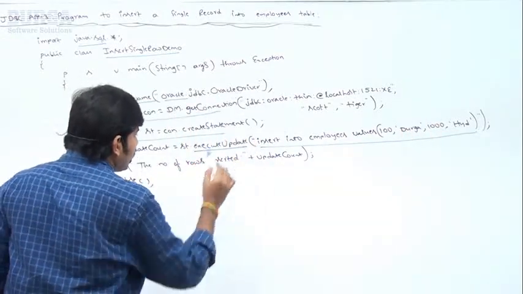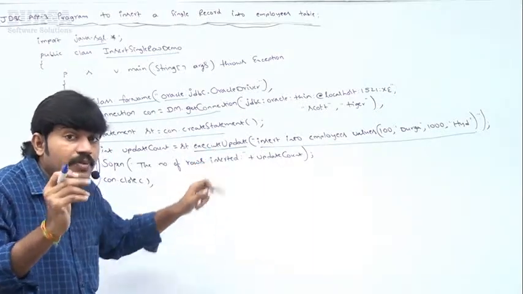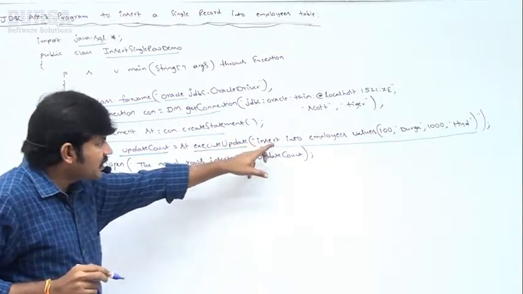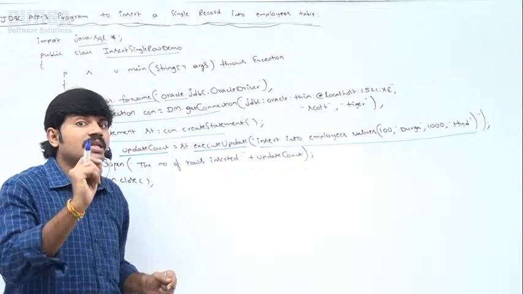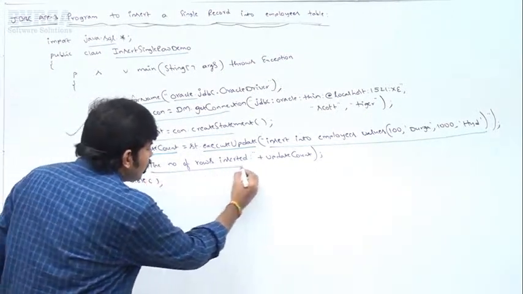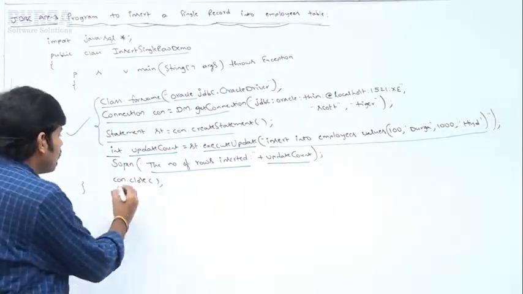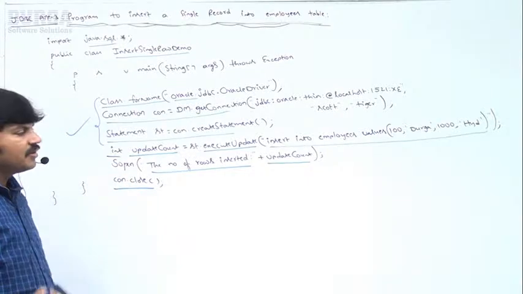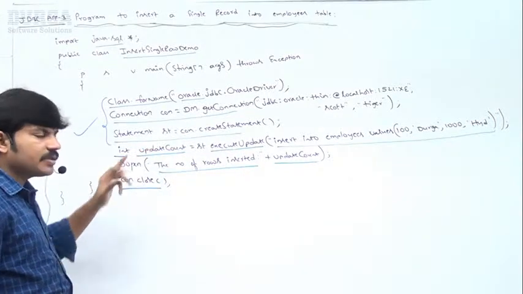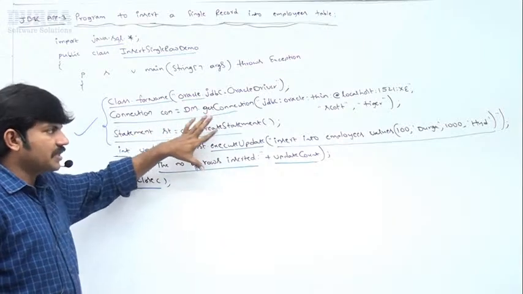Which method do I use? executeUpdate. What is the return type of the executeUpdate method? Int, the number of rows affected. Int updateCount returns the number of rows inserted. Then System.out.println, the number of rows inserted is plus updateCount. Now con.close. Very simple: insert query, executeUpdate method, return type is int, the number of rows inserted. Next, I'm just printing the number of rows inserted also.